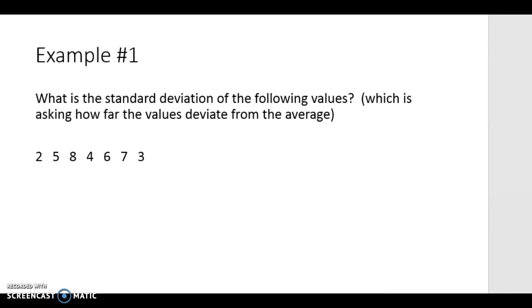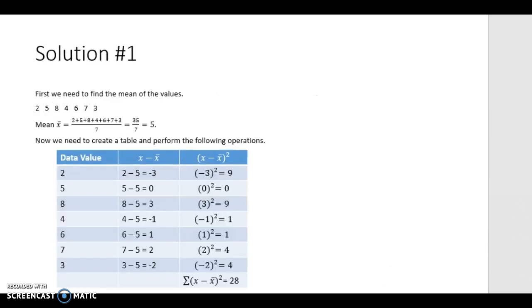Alright, so example 1. What is the standard deviation of the following values? Which is asking generally how far do the values deviate from the average. So I gave you 7 values here, and we're going to go ahead and just do this together in a table, so we can see what we're doing.